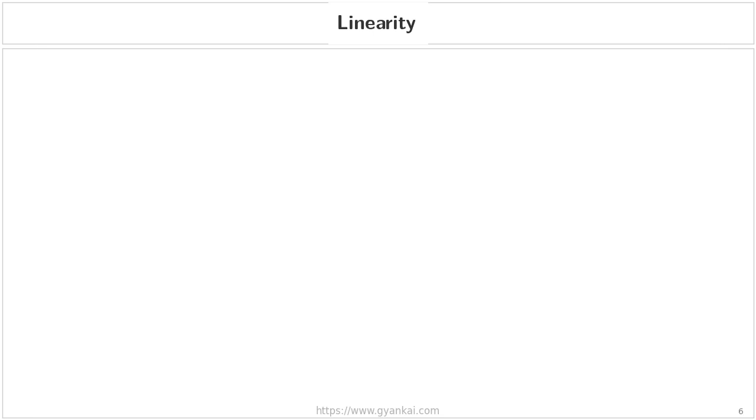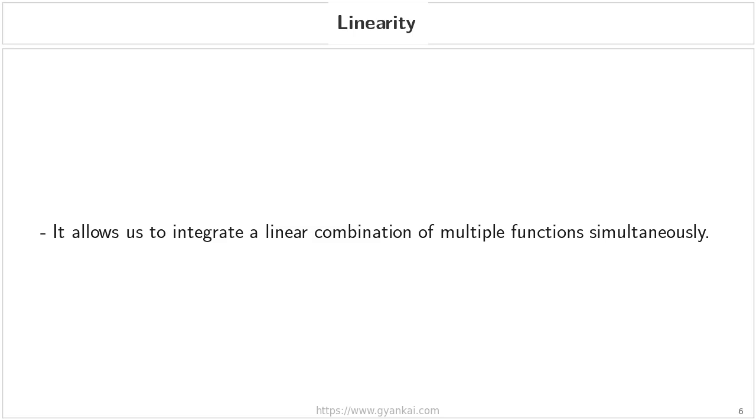Linearity. It allows us to integrate a linear combination of multiple functions simultaneously. Now, what does that mean? A linear combination simply means we have several functions each multiplied by a constant and then added together.